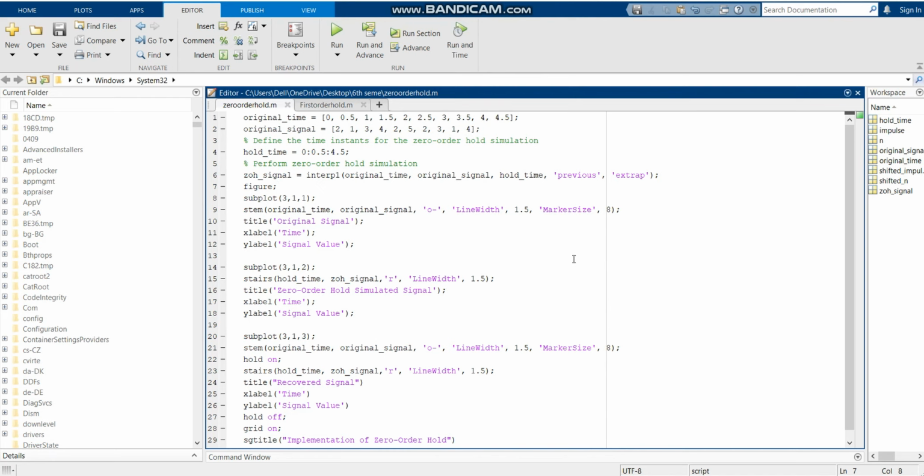The original signal is defined with time instants, original time, with their corresponding amplitudes, original signal. The code then defines a new set of time instants, hold time, with a sampling interval of 0.5. Using the interp1 function, it performs zero-order hold simulation, creating a signal ZOH_signal by interpolating the original signal values at specified hold time instants with the previous method and extrapolating beyond the original time range. The code displays both the original and simulated signal plots in 3 subplots. Let us observe the plots.